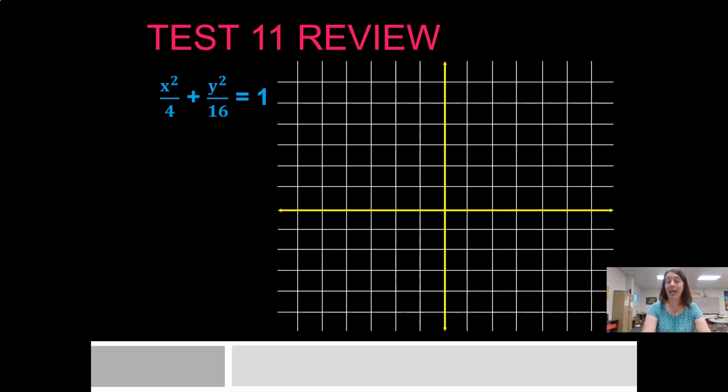We had looked at the letters A and B. The A corresponded with the major axis, which was the longer of the two axes, and the B went with the minor axis. So with the 16, what number did we square to get a 16? It was 4, so my A would be 4.